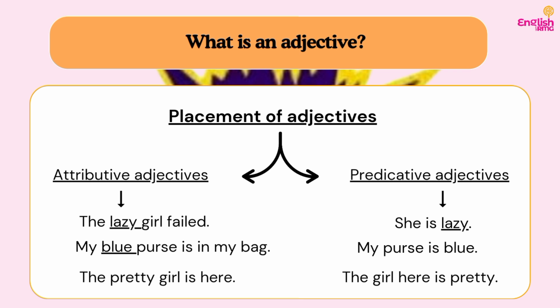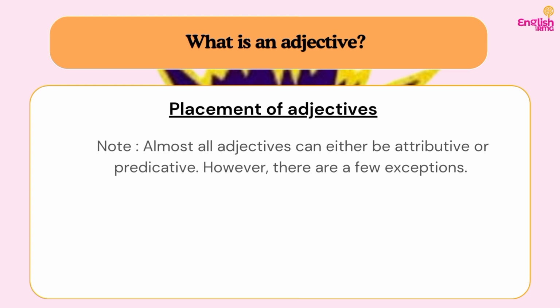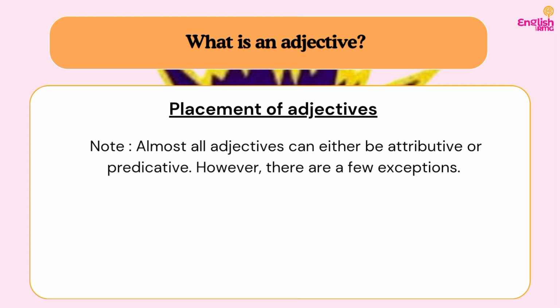So for the predicative, we have my purse is blue. Also, another example, we have the pretty girl is here, attributive. And for the predicative, we have the girl here is pretty. Note, however, that almost all adjectives can either be attributive or predicative. However, there are a few exceptions.